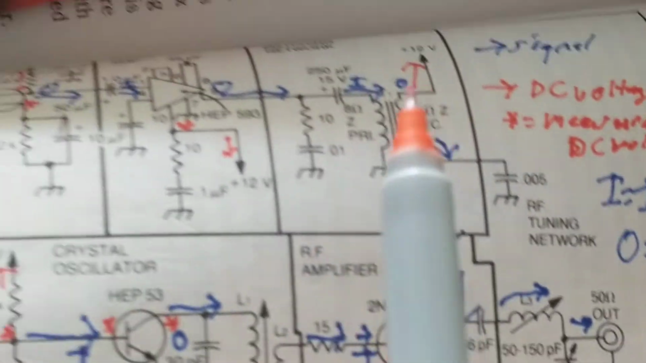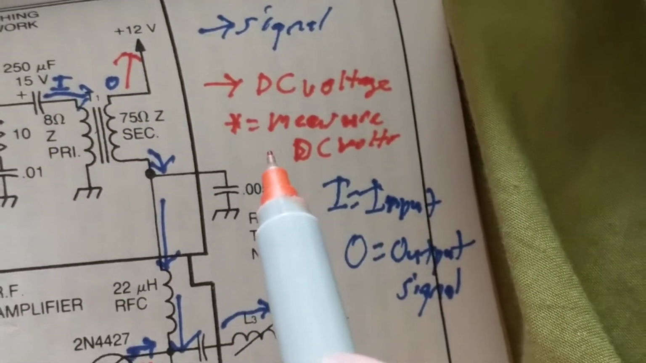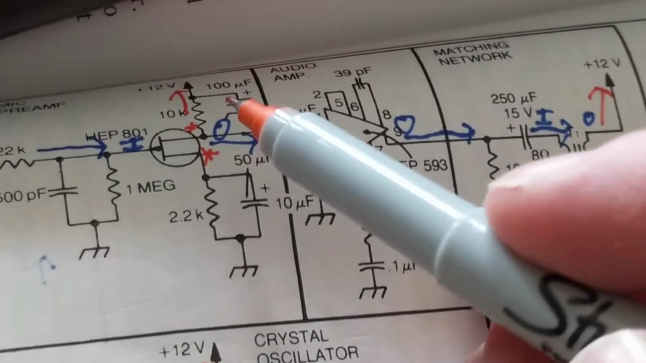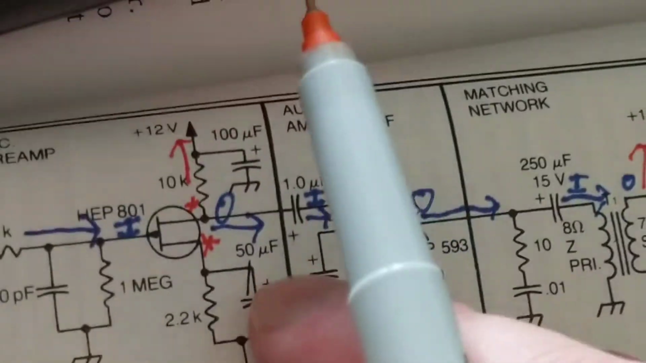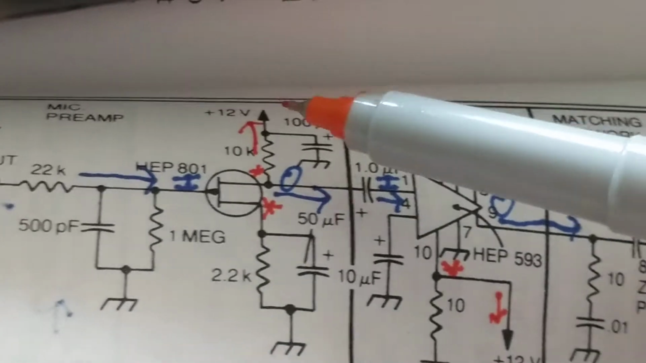That's fine for the signal. As you see over here, I put blue as signal. DC voltage is something else. DC voltage is what's feeding the transistor, what's feeding a chip. Where is it over here? And I apologize for the photography, it's a little tough.